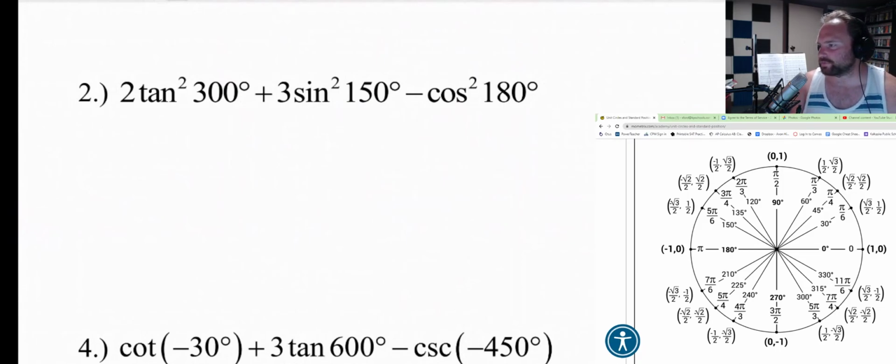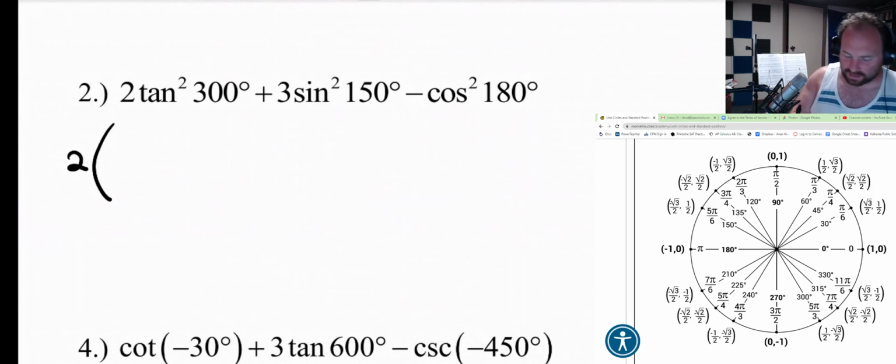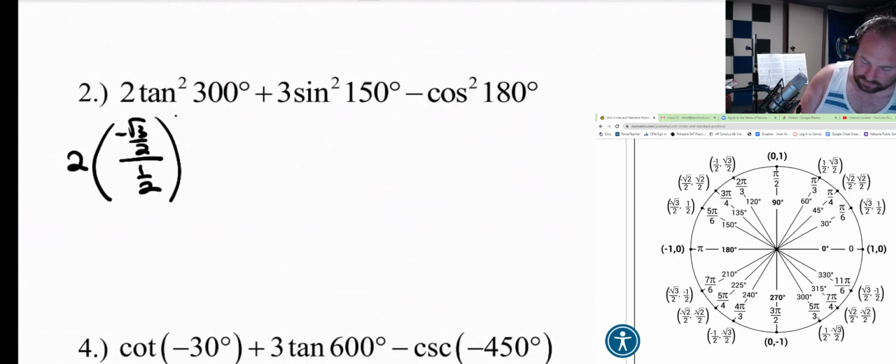Okay, so tangent of 300. For 300, we're looking down in the fourth quadrant, 5 pi over 3. Tangent is the ratio of sine to cosine. So we're going to do a little sub-math in this problem. Tangent would be, in this case, the negative square root of 3 over 2 divided by 1/2. And that, of course, is squared. Like that. We'll deal with that in just a minute.